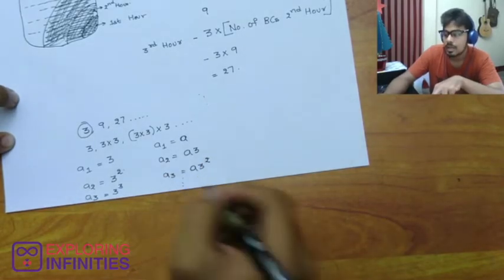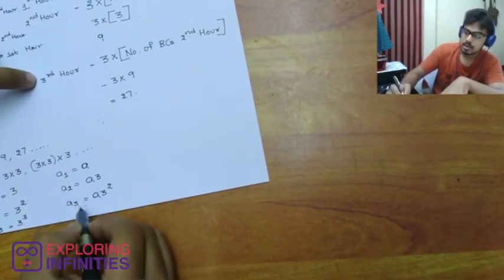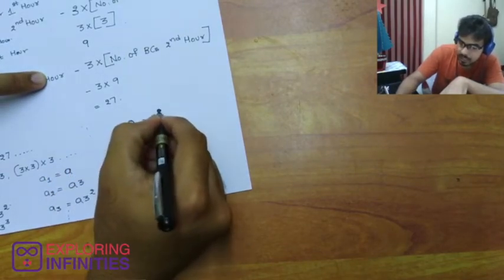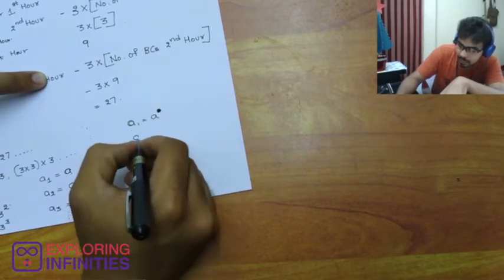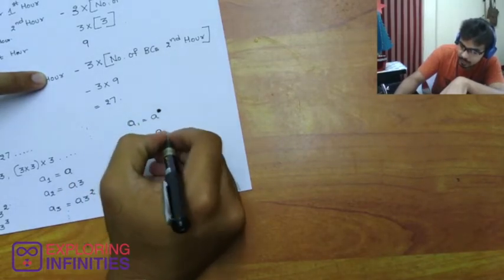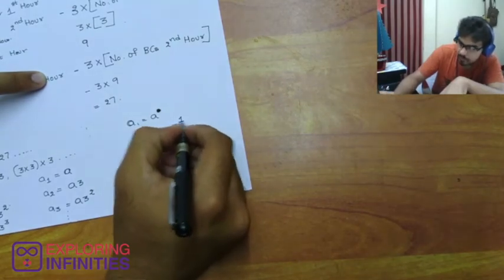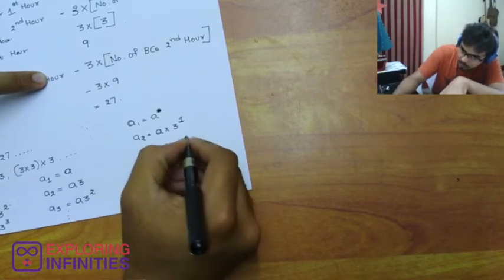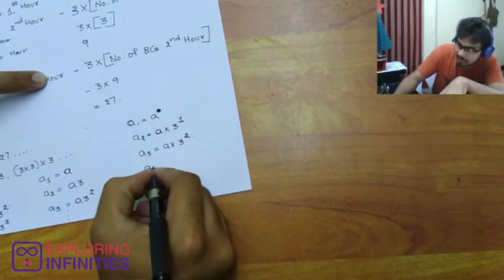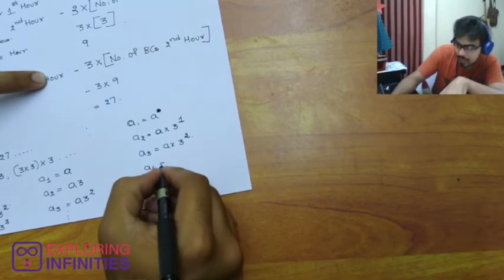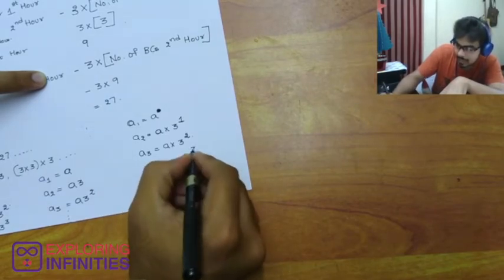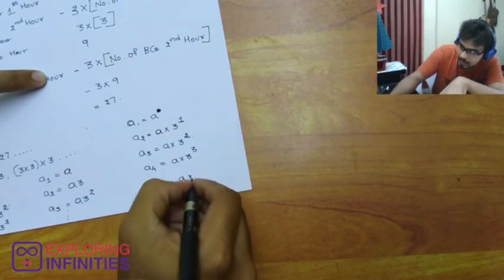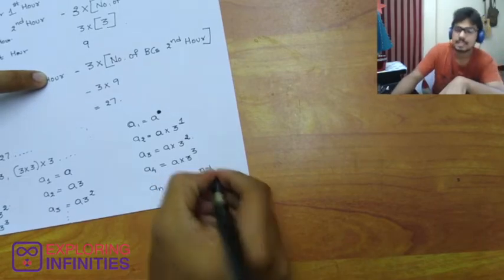Alright, and so on. Here you see a connection between the powers. A1 is equal to A. A2 is equal to A into 3 power 1. A3 is equal to A into 3 power 2. Guess A4? A4 will be A into 3 power 3. Guess An? An is equal to A into 3 power n minus 1. Yes, that is the connection.